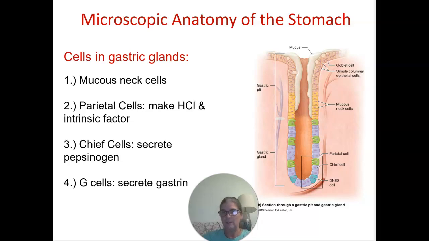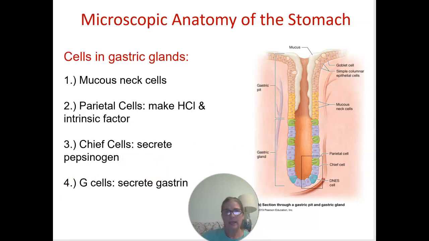You'll see parietal cells. So we're looking at, again, this gastric pit going down. Here's my gland. These are my mucus cells. So obviously they're going to make mucus. And then the parietal cells are shown as kind of green here, scattered. Chief cells, purple. And then they call these DNES cells, or just G cells. They're going to make the hormone gastrin. So we're going to look at each of these in a little more detail.